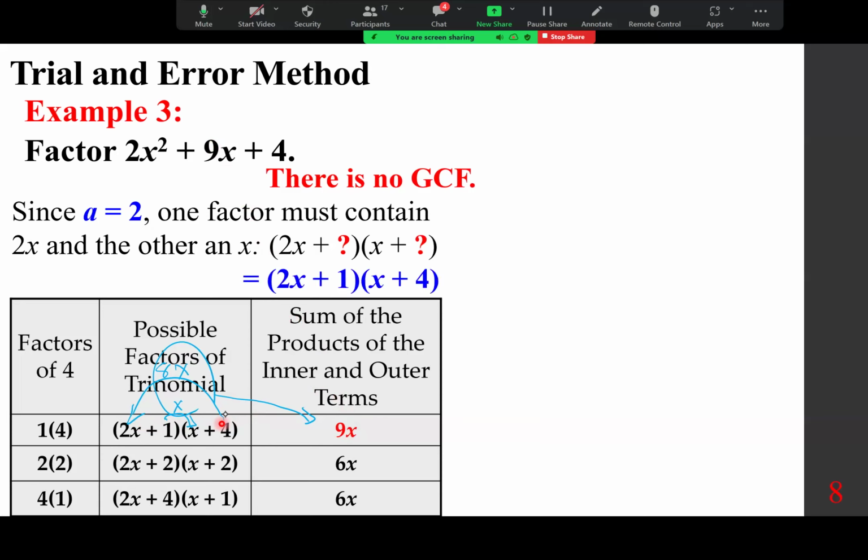Again, this is trial and error. If you are comfortable with numbers, it works out. So you put factors of 4. You put possible factors of trinomials. And then the sum of the products of the inner and outer terms, meaning we are interested in the middle term. Those two are easy to get. We are interested to make sure 9x works, because regardless of where you put the 1 and 4, the first term and the last term work.